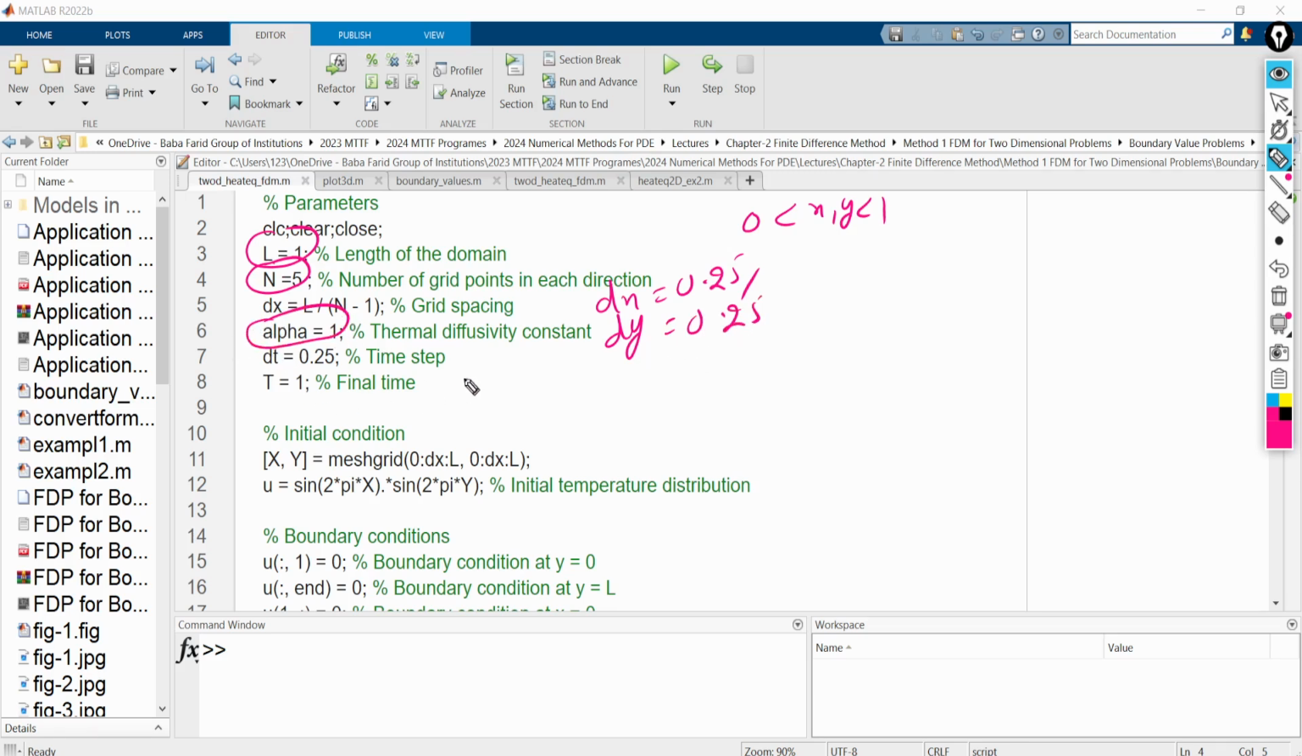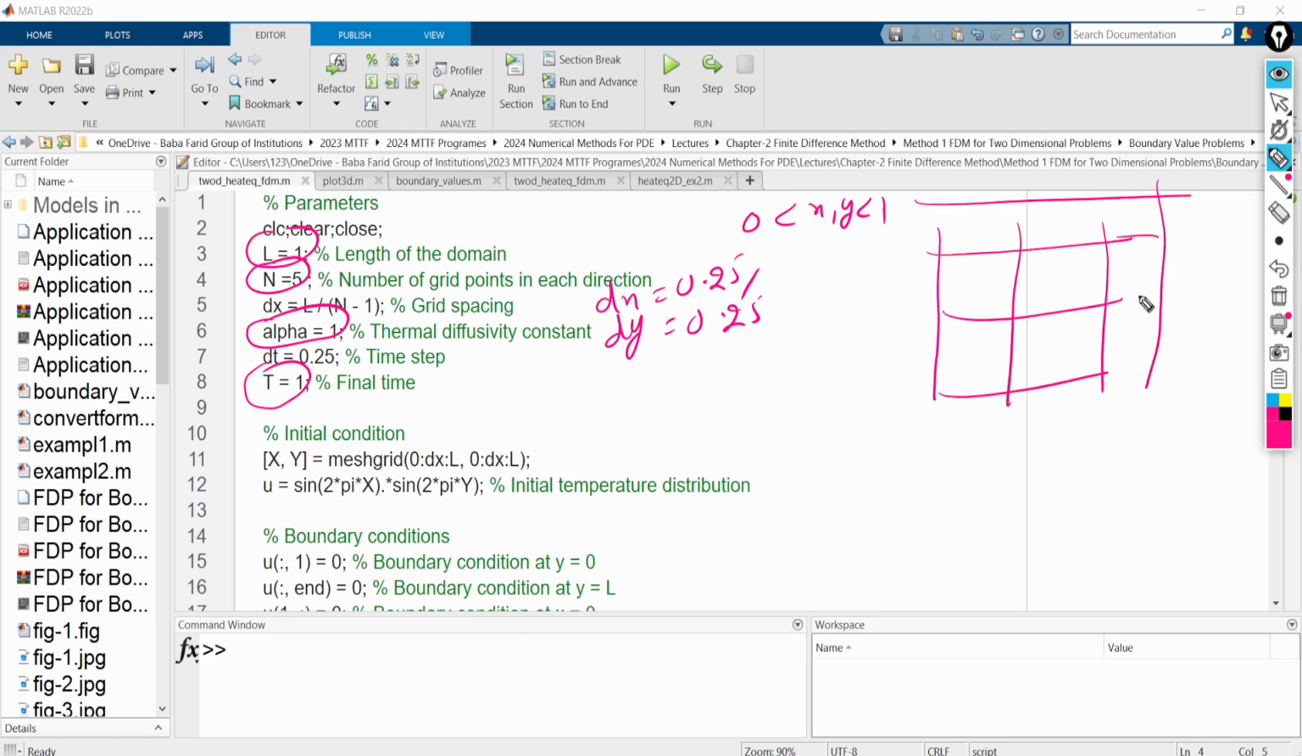Alpha is equal to 1, which is the thermal diffusivity constant. dt we are also choosing as 0.25, and t equal to 1 is the final time. Now to apply the initial condition, we need to generate the mesh grid. We will get all these points by using the mesh grid according to our division, and at these points we need to compute the initial temperature by using the given initial condition. So after applying the mesh grid, we can easily get the values of u initially.